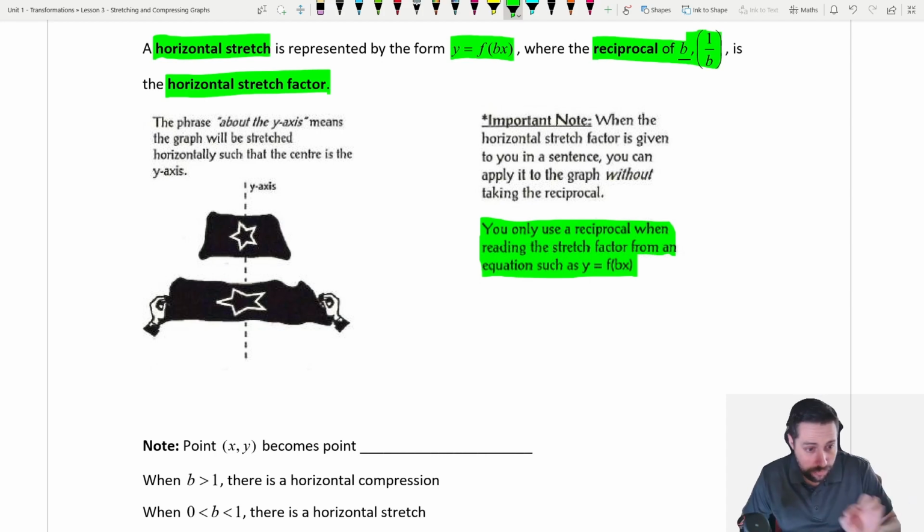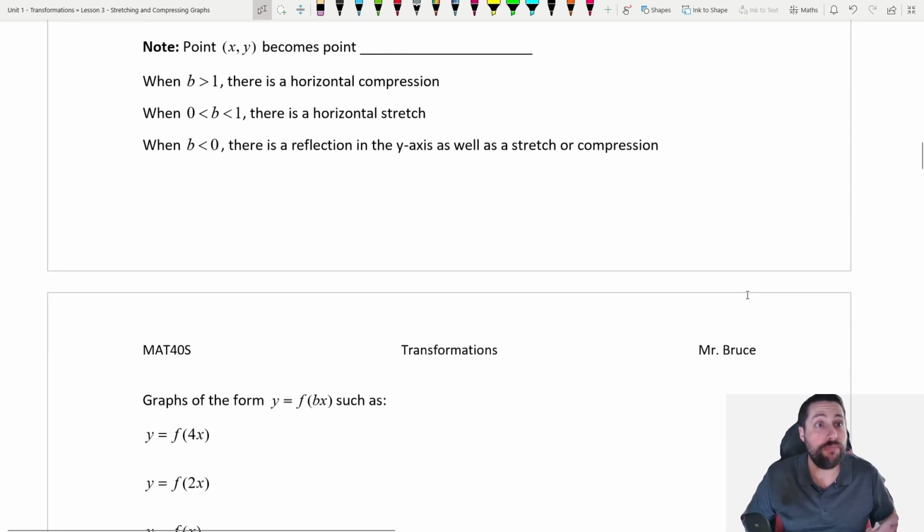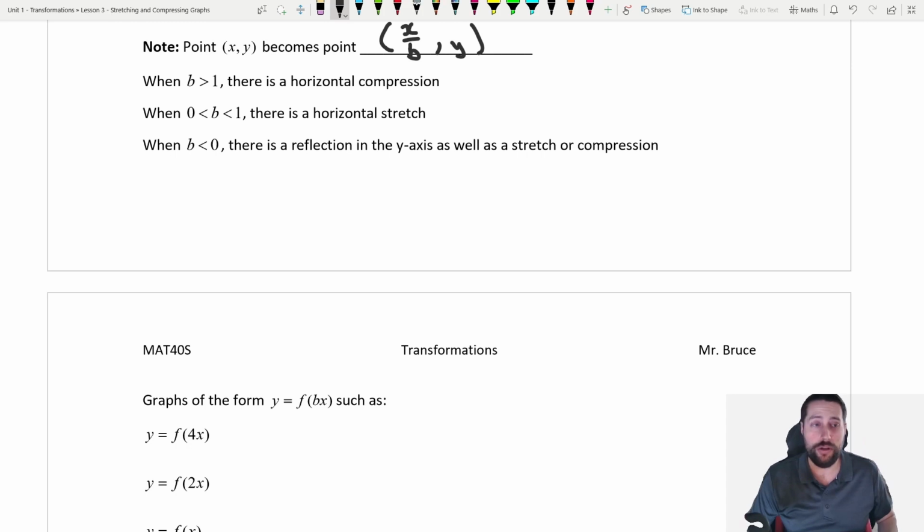Let's scroll down so we can see what we're talking about. Note: point P, your point (x, y), becomes the point (x over b, y). So you're going to divide x by b, but your y's remain the same. When b is greater than or equal to 1, that's a horizontal compression, so you're squishing it. When b is greater than 0 but less than 1, there is a horizontal stretch. And when b is less than 0, there's the reflection as well as a stretch or compression. So it's actually going to be the opposite of what a does.